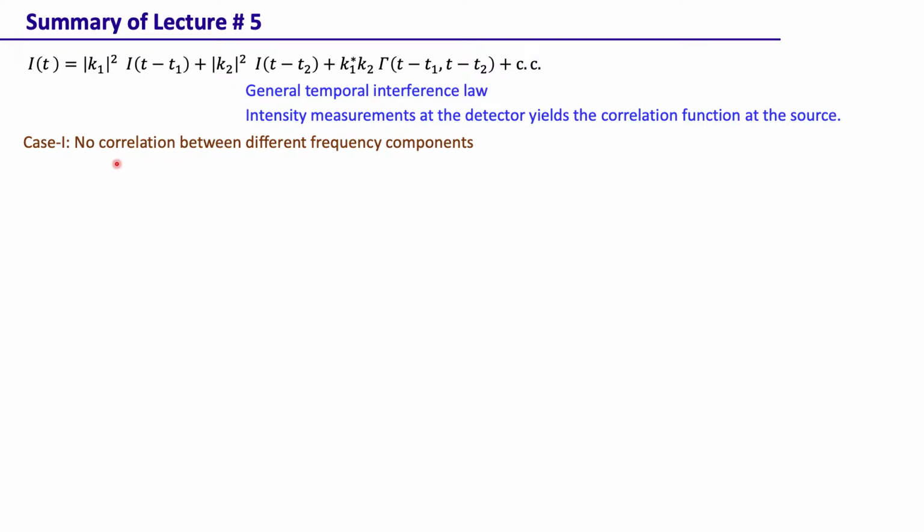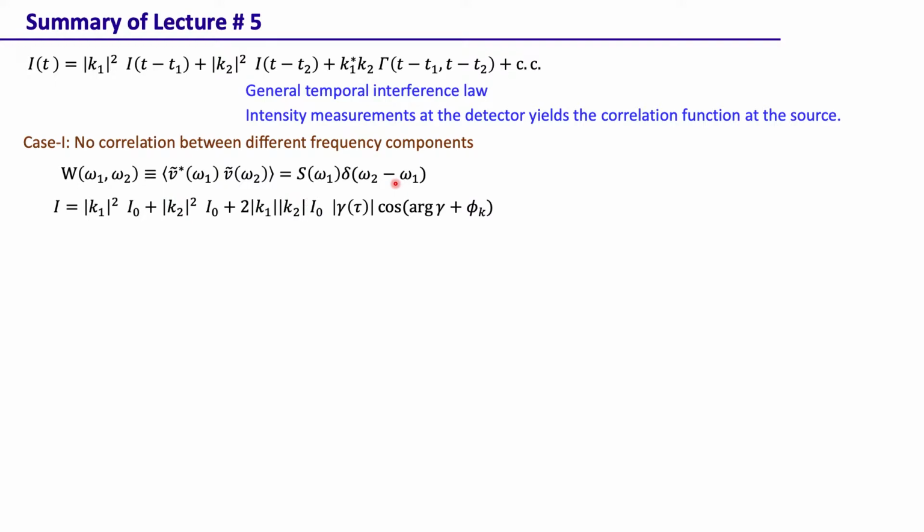The case one was when there is no correlation between different frequency components. When there is no frequency correlation between different components, the cross spectral density function can be written in this manner. This is the definition of the cross spectral density function. And this can be written simply as the spectral density S of omega 1 and the delta function. This delta function ensures that there is correlation only when omega 1 is equal to omega 2, that means the same frequency, but if omega 1 and omega 2 are different, there is no correlation.